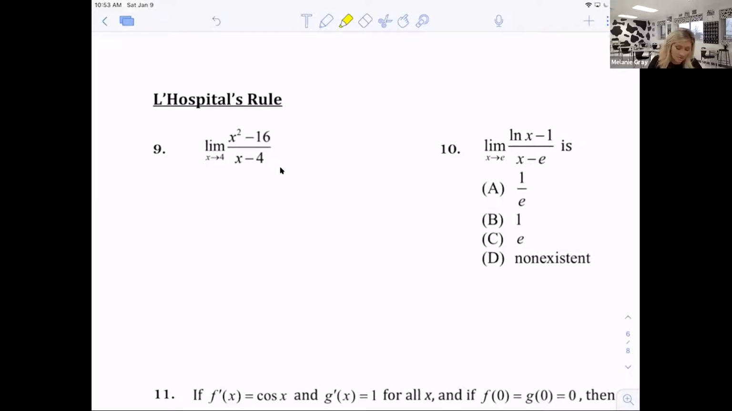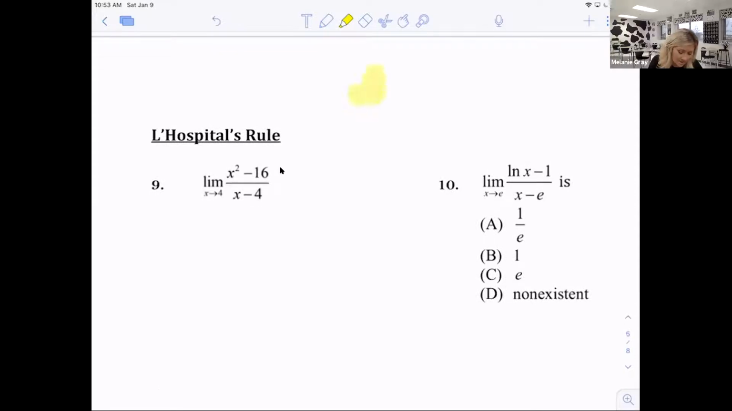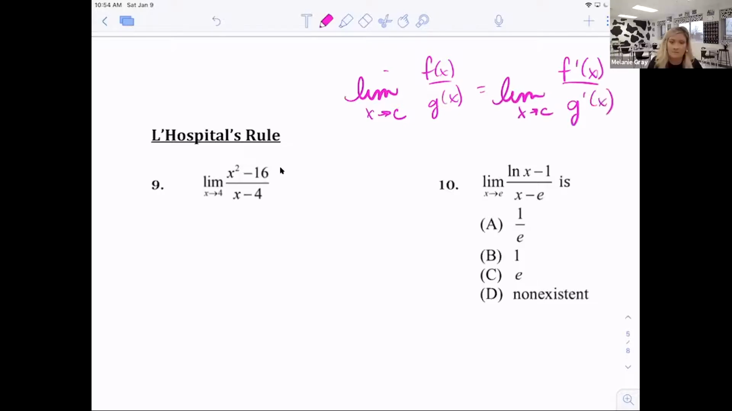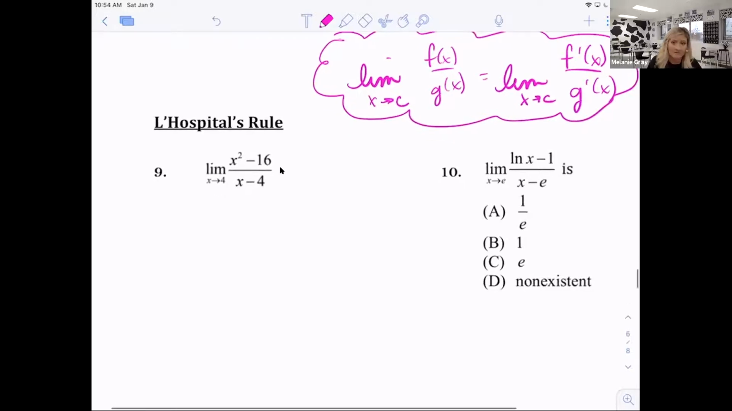Then you can do L'Hopital's rule, which says that if you take the limit as x approaches c of f of x over g of x, any number, and when you do direct substitution you get indeterminate form, then you can set that equal to the limit of the derivatives. So if you get indeterminate form, then you can use L'Hopital's rule.